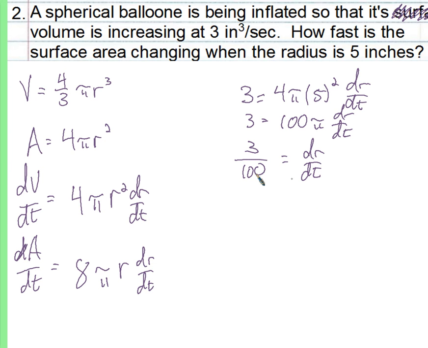What did I do with pi? I don't know. Oh, okay. We canceled that. We get 400 pi. Okay, but it's asking how fast is the surface area changing? Oh, now we know dA/dt. We can plug that in.